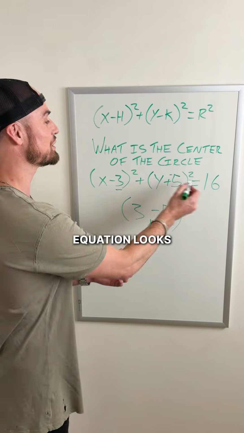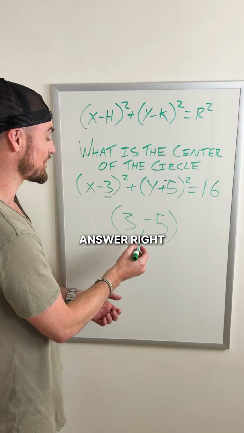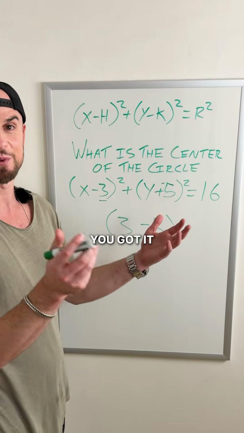This circle equation looks super scary, but again, x coordinate right there, y coordinate right there, answer right there: 3, negative 5. Boom, you got it.